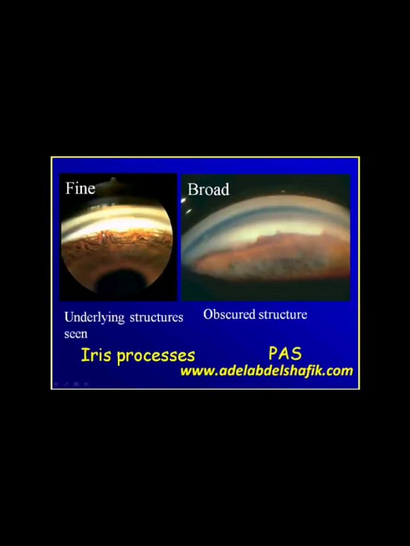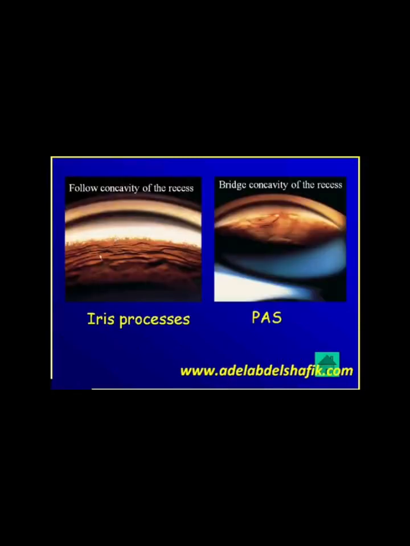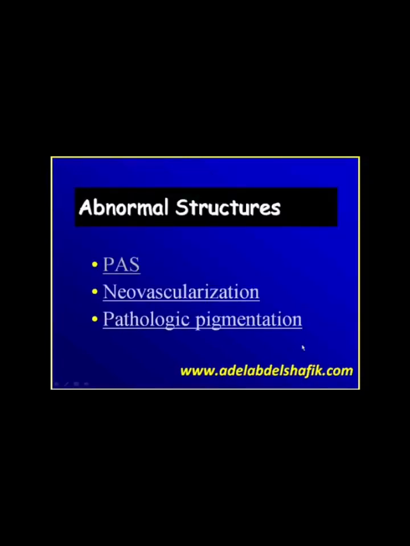This is the normal fine iris strands, while this is the widened, broad areas of peripheral anterior synechiae. So this is to differentiate between synechiae, which are widened areas of occlusion of the angle, and the normal fine pigmented lines, the normal iris processes. Again, here we get the normal iris processes, and here a more widened area of peripheral anterior synechiae.